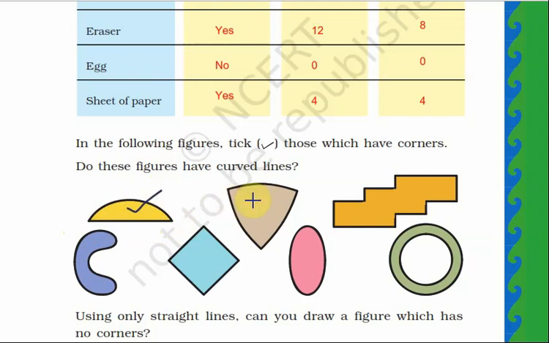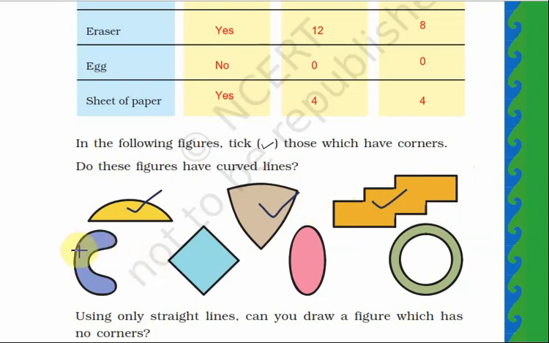Okay, see this one. Does this figure have corners? Yes, you can see corners here. 1, 2, 3 corners. You can see 3 corners here. So tick on this figure also. This figure also, you can see corners here. 1 corner, 2, 3, 4, 5, 6, 7, 8, 9, 10, 11, 12. You can see 12 corners in this figure. So tick this figure also.